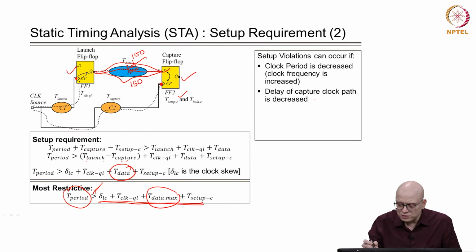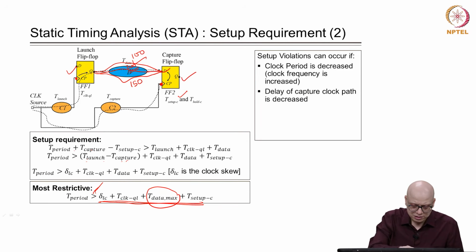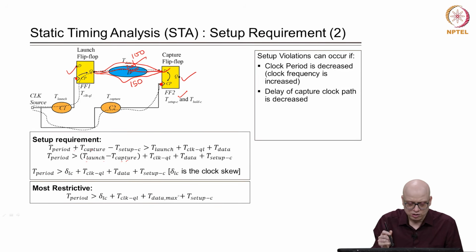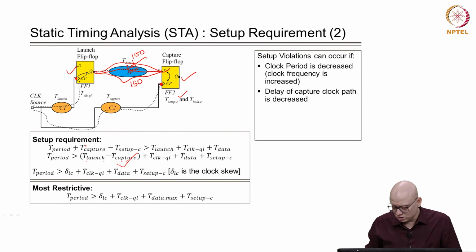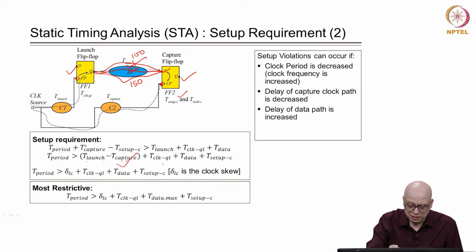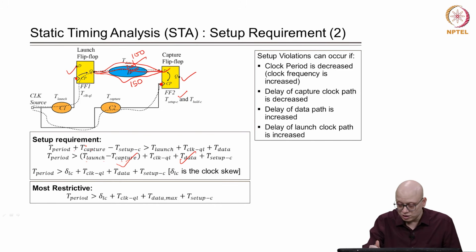Similarly, if the delay of the capture clock path is decreased, or the delay of the data path is increased, or the delay of the launch clock path is increased, then this constraint is more likely to fail.